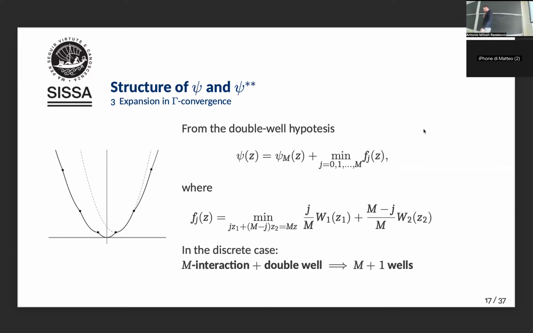So, how is the convexity affecting our function psi? Now we can write, again using the double well potential structure and the convexity, psi as the sum of psi-m plus a minimum between n plus 1 functions. So actually, in the discrete setting with the double well potential kind of structure, we have a behavior not only as a double well, but as an n plus one well kind of function.